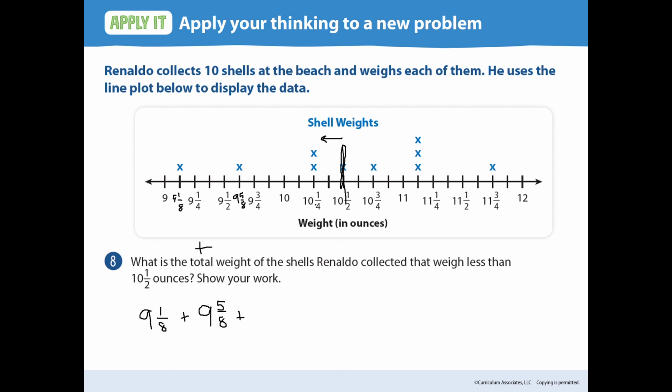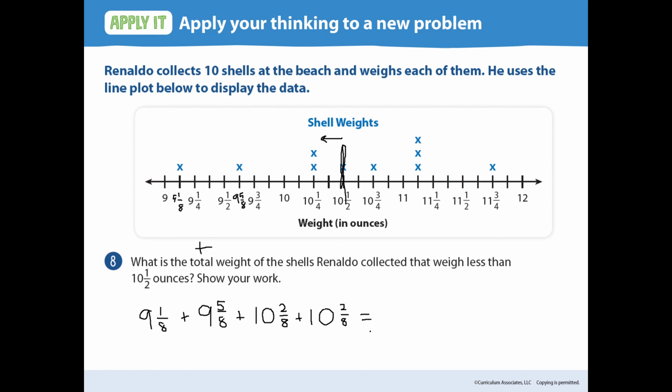And I'm just going to save myself a little bit of time. I'm going to convert my fourths to eighths so that I don't have to write it twice. So let's see, 4 times 2 is 8, and 1 times 2 is 2, so 1/4 is 2/8. So 10 2/8 plus another 10 2/8. We need to make sure both of those x's are represented. And then we don't put down any of the others because they're on the other side of our dividing line.